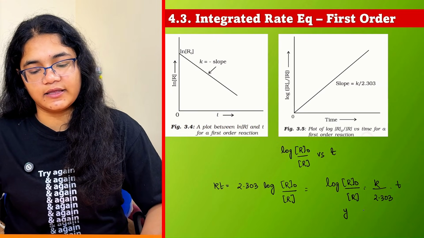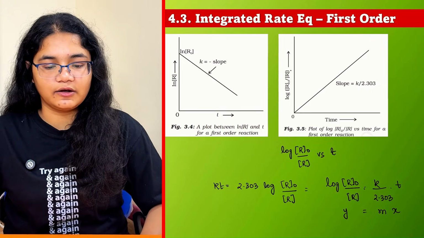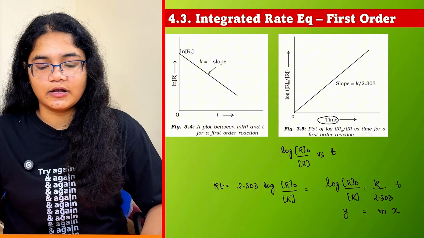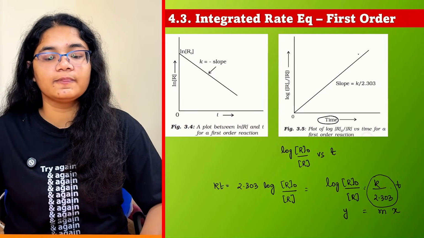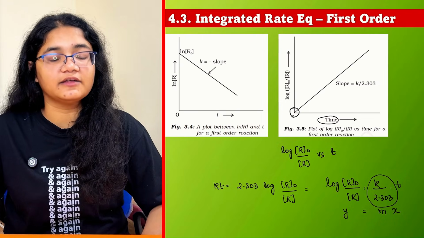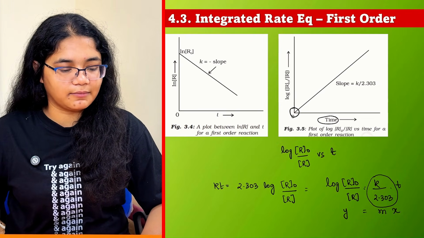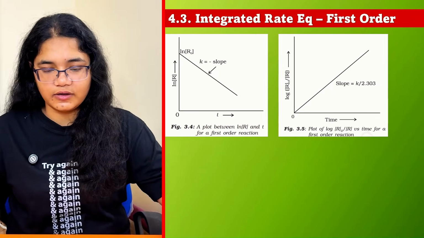So you can see y is equal to mx. I'm writing the equation, right? What is my y here? Log R naught by R, and t is your x. Now what is the slope here? K by 2.303. So that gives you a straight line. You can see there is no c here, so no intercept. The graph will pass through the origin. Clear? So you don't have to remember the graph. You can easily draw it if you know the trick.